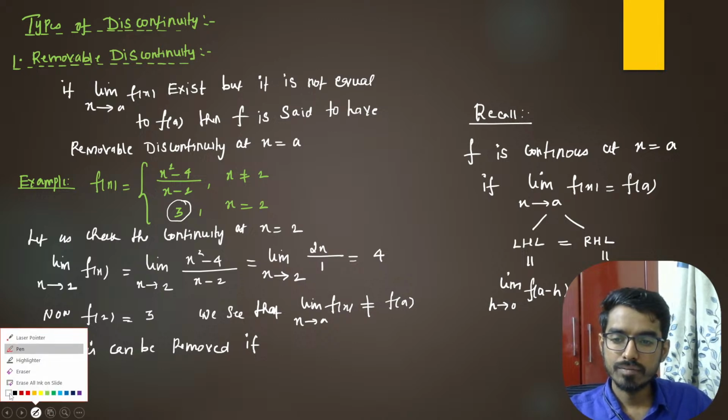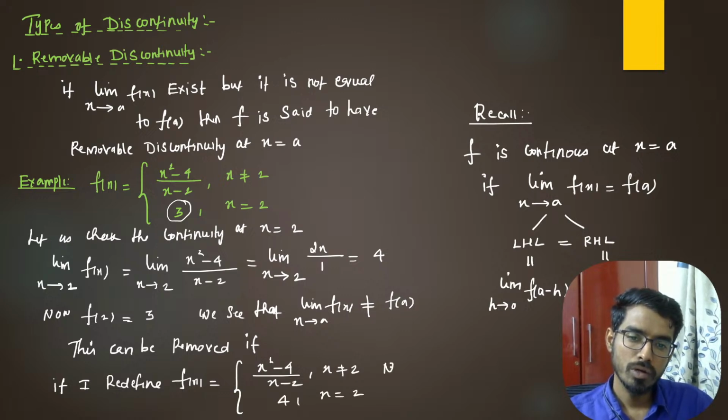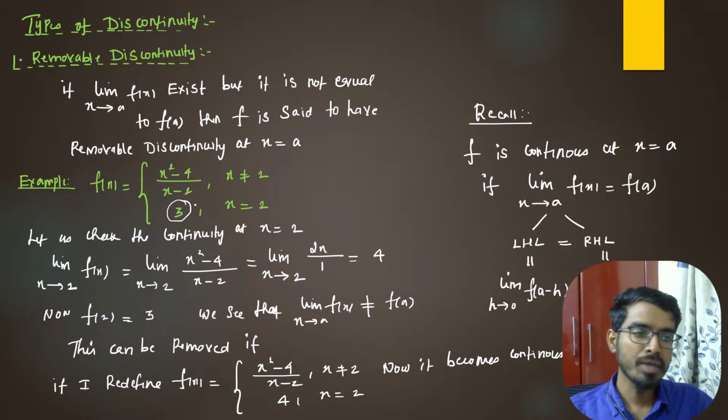So if I redefine f of x to be x square minus 4 by x minus 2 when x is not equal to 2, and 4 when x is equal to 2, now it becomes continuous. At 2 they had given 3; now if I redefine this to be 4, it can be made continuous. That is why it is called removable discontinuity. This type of discontinuity can be removed if I redefine the function based on my requirement.